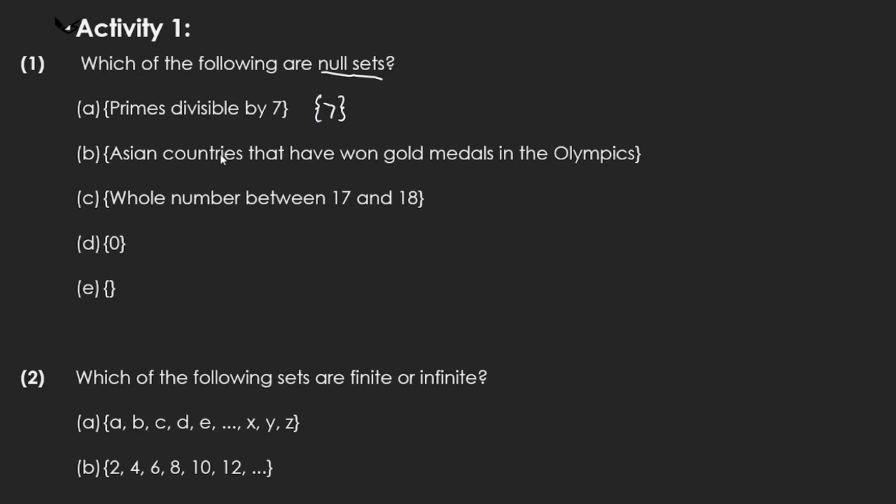We have Asian countries that have won gold medals in the Olympics. We have a lot. So this is not a null set. Whole numbers between 17 and 18. Is there a whole number between 17 and 18? There's nothing. So it is a null set. So I'm just going to put the check mark there. We have 0 right here. Even though 0 represents nothing, it is a placeholder. So this is not a null set. And of course, E is absolutely a null set.